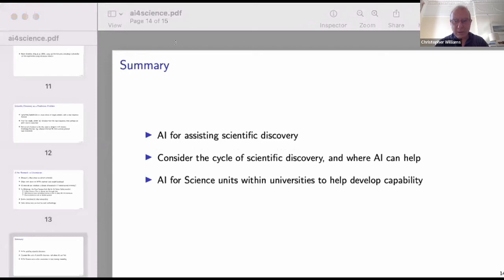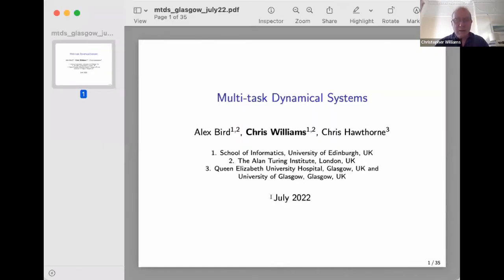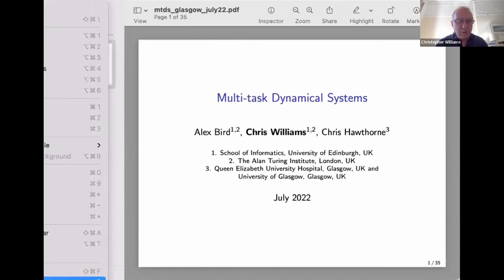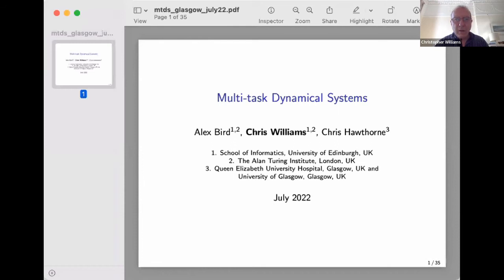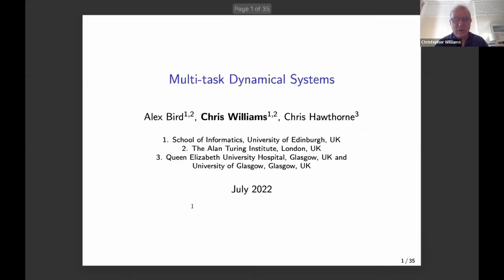Let me now share the screen again with the correct slides for this part. Okay. Let me just check again. Can you see the slides called Multi-task Dynamical Systems? Yes. Okay, great. Okay, so thanks.